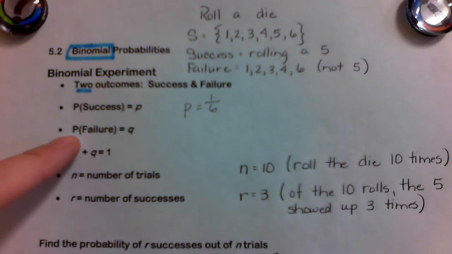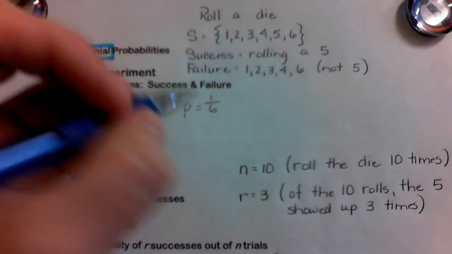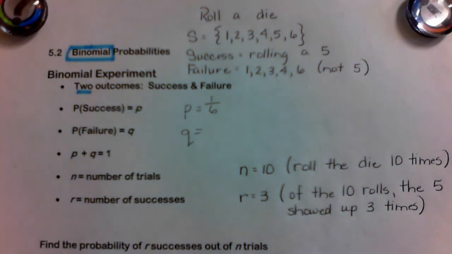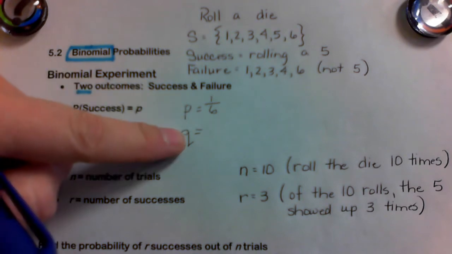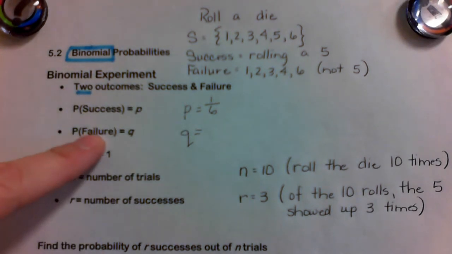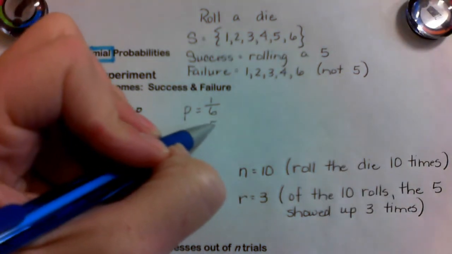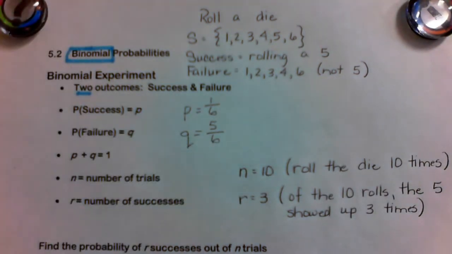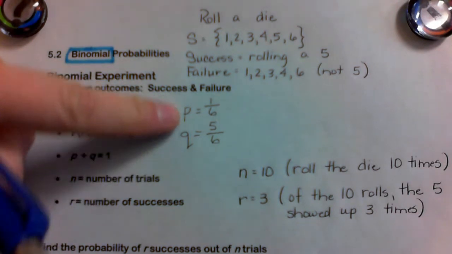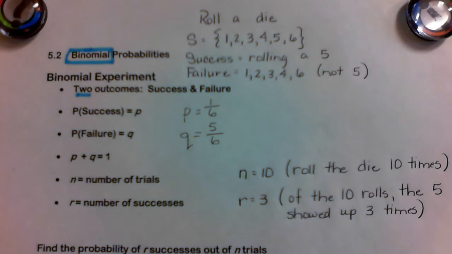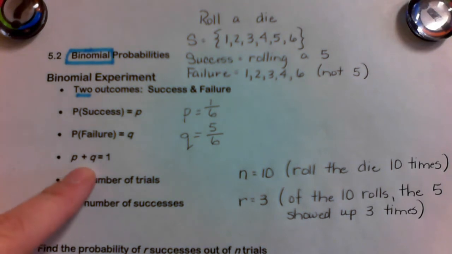Then we look at what is called the probability of failure, which is known as q. So we will define what q is. q is basically not success, which means these are complements. Failure is anything that is not a 5. There are 5 sides that are not a 5, so 5/6. Being complements, they should add up to 1, and 1/6 plus 5/6 is 1. That's written right here: p plus q equals 1.